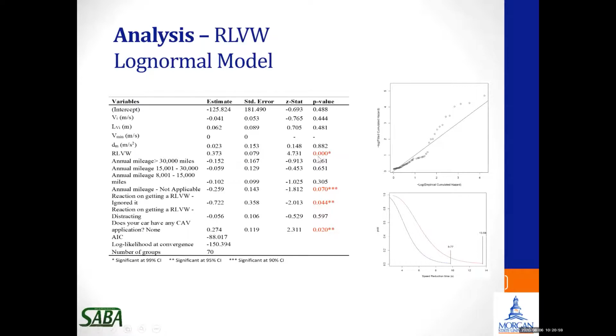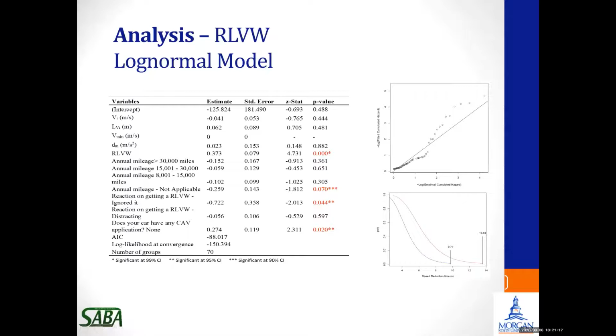These are the variables. One is in the survey questionnaire: participants who stated that they ignored the red light violation warning had a negative influence on speed reduction. These are the ones that said they ignored it.